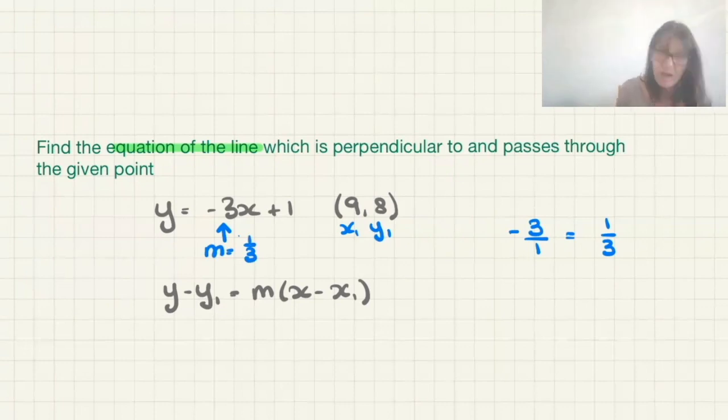And now I do exactly what I was doing before. Nothing has changed. So the only extra piece of work, this question with the word perpendicular instead of parallel, means just a little bit of extra work to remember to do here. The rest of it is the same. Okay. So I have got y minus 8 equaling a third of (x minus 9).